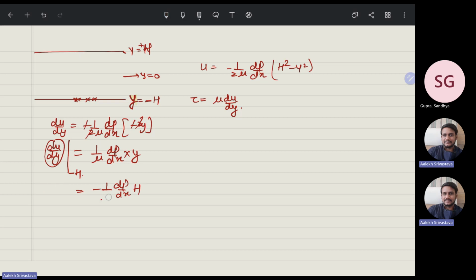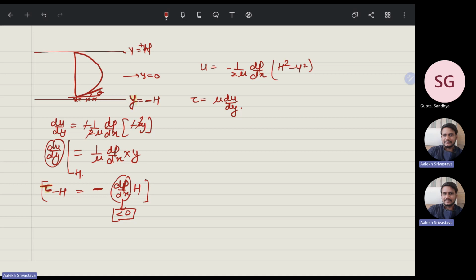So if I just take the mu on the right hand side, it will be tau at minus h. So what does this negative sign mean? Obviously dp by dx is less than 0, so this term is less than 0. That means this is a positive quantity. So if your fluid is like this, the gradient at this point is positive. This is the meaning of this shear stress.